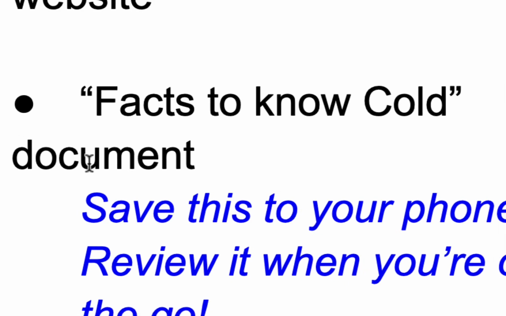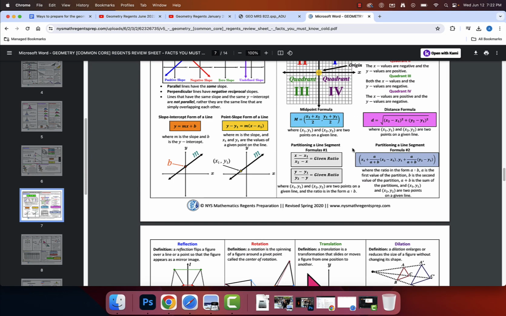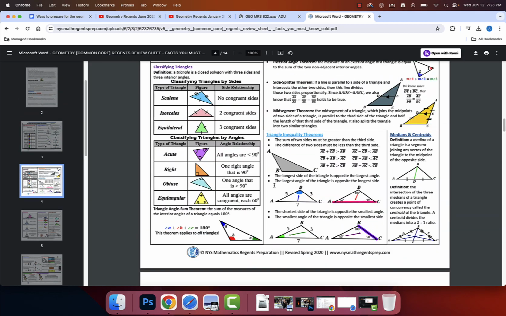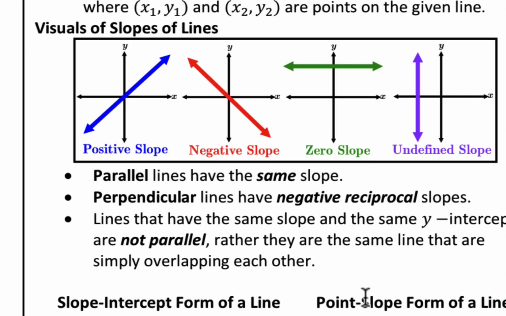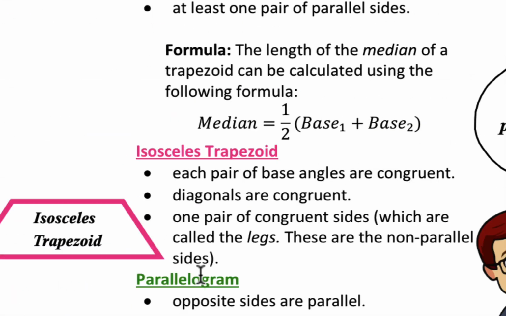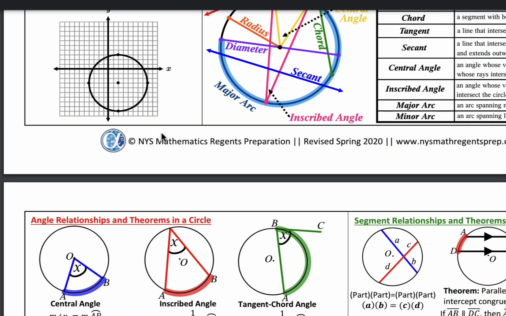What else can we do? Oh, this is great. You guys, there's a facts to know cold document. So this is the document right here. And this is everything that we've covered over the course of the year. There's so much information, classifying triangles by sides. That's awesome. I can't help but notice that we've got the midpoint formula, the distance formula. This is all very critical. We've got all the different properties of quadrilaterals.